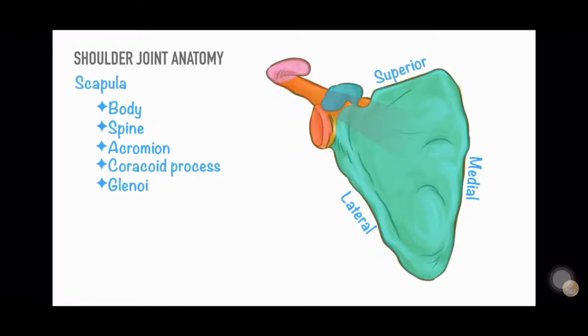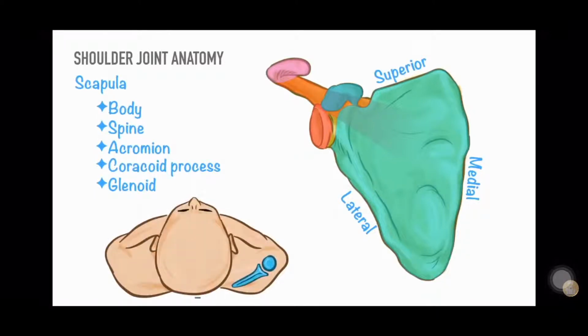The glenoid is a shallow saucer-shaped projection from the lateral aspect of the scapula which articulates with the humeral head. The glenoid is oriented anteriorly by around 30 degrees.